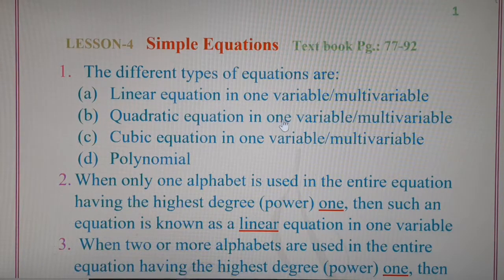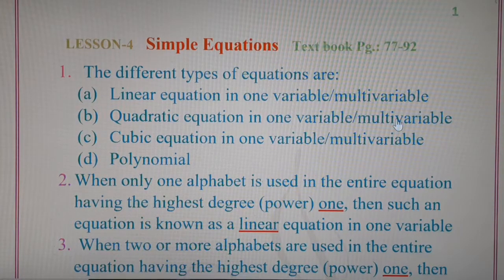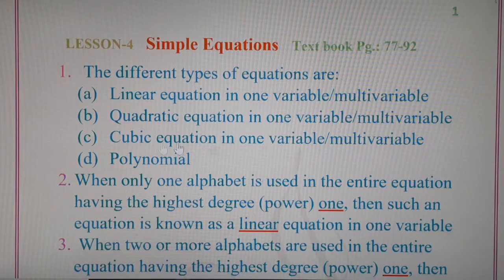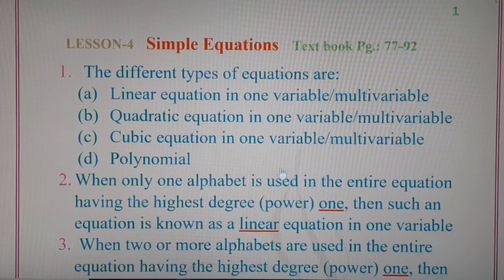Quadratic equation can be in one variable, it can be in two variables, or it can be multivariable. Cubic equation can be in one variable or two variables, or cubic equation can be multivariable. And polynomial. Now what is the meaning of equation, that we'll be reading in the PDF notes, and as we do the lessons we'll be understanding about it. But equations have certain words which are used regularly.